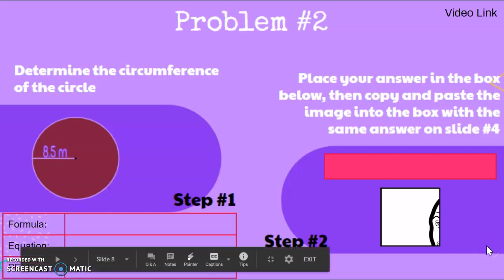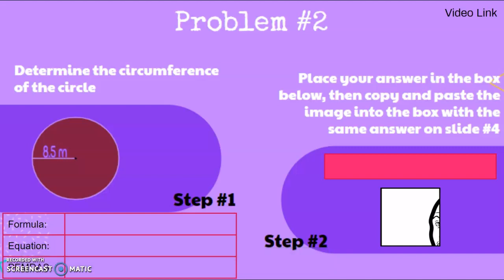Hi, welcome to problem number 2. We're going to determine the circumference of the circle. We have our circle here with a radius of 8.5 meters.